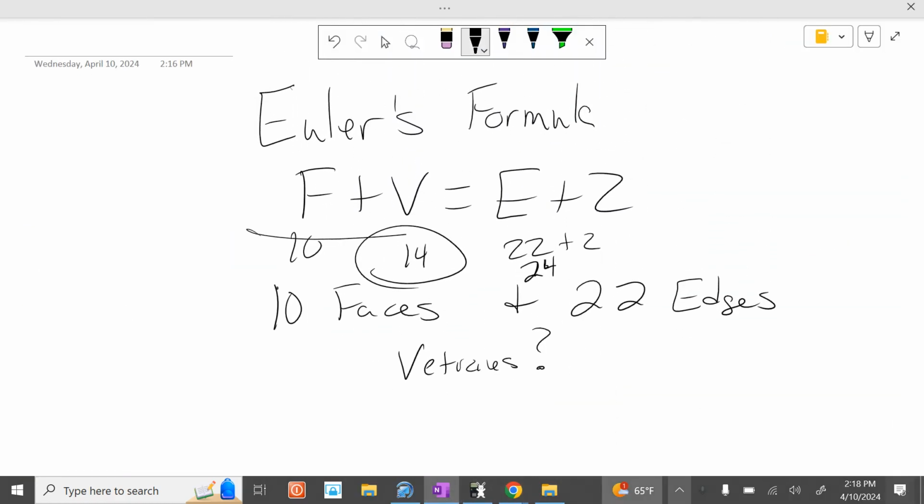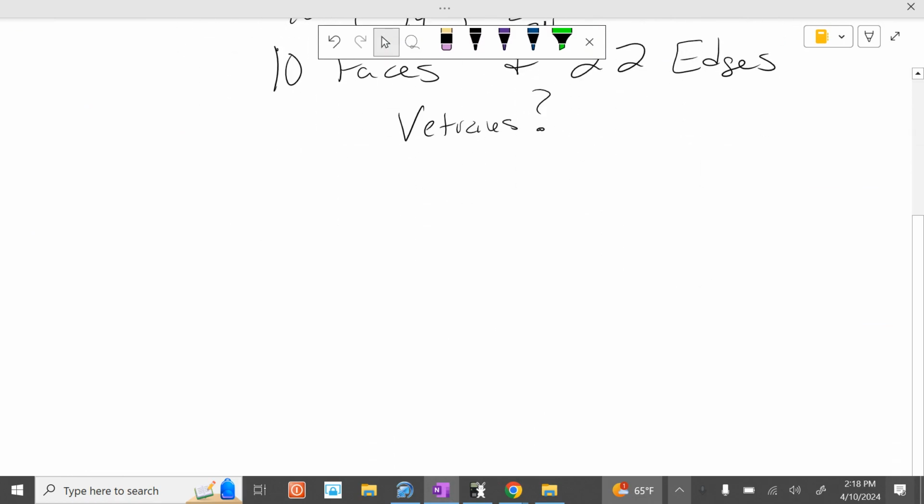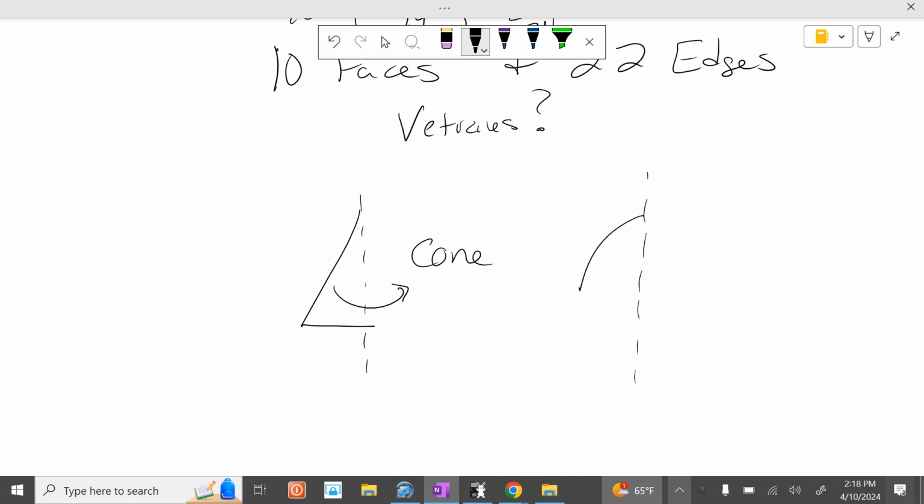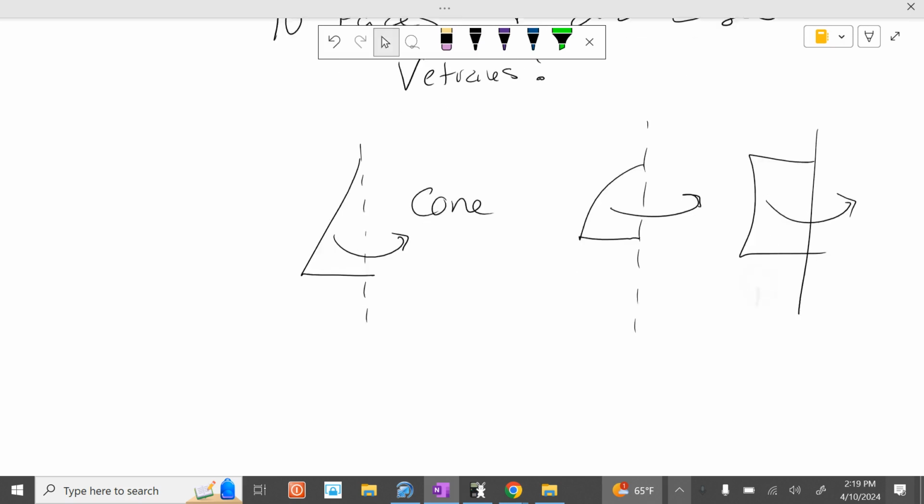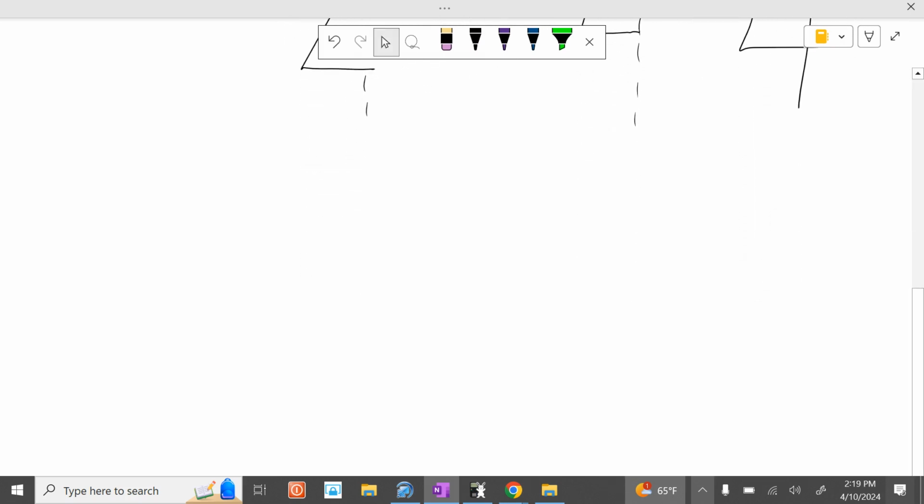So F plus V equals E plus 2, Euler's formula. Then, if I have a shape like that and I wrap it around a circle, what three-dimensional object does it become? This is a cone. If I have something like this and wrap it around a three-dimensional object, what is that? A hemisphere. Very good. Well, if I have a rectangle and wrap it around a line, that's a cylinder. Okay? So you got to know which is which.